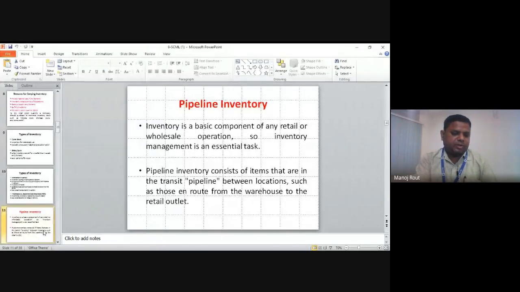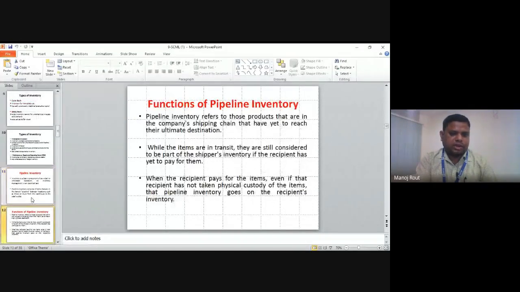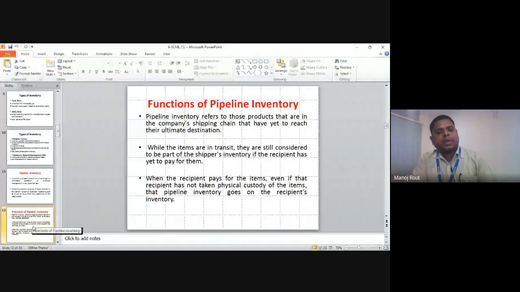Moving to the function of pipeline inventory: it refers to the products in the company's shipping chain that have yet to reach their ultimate destination. I repeat, pipeline inventory refers to those products that are in the company's shipping chain and have yet to reach their ultimate destination. Suppose Mahindra and Mahindra orders various components for assembling automobiles from different companies. Those companies ship the components to the Mahindra and Mahindra assembly center. These inventories are in transit mode, and they are known as pipeline inventory. That is the concept behind it.